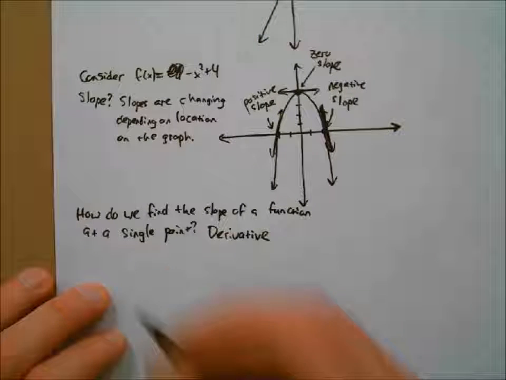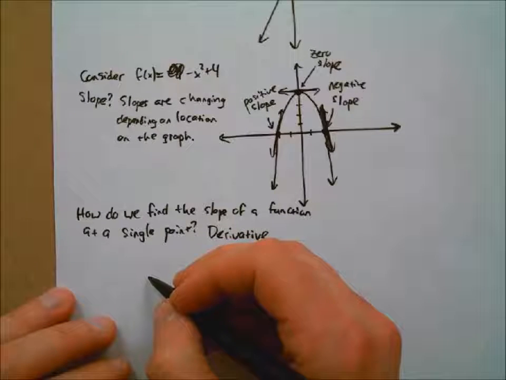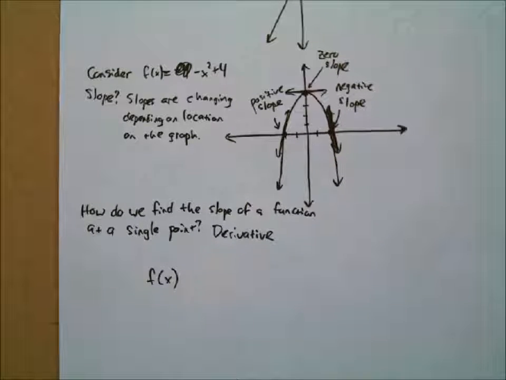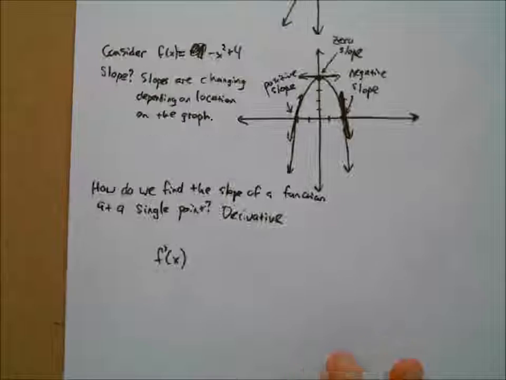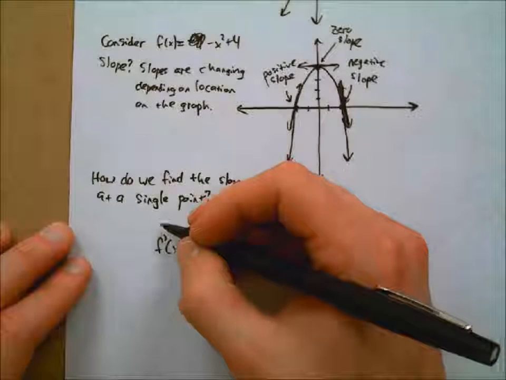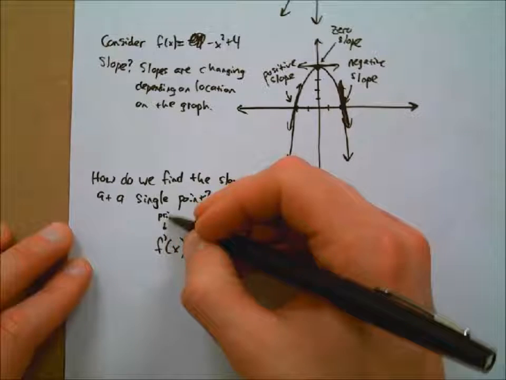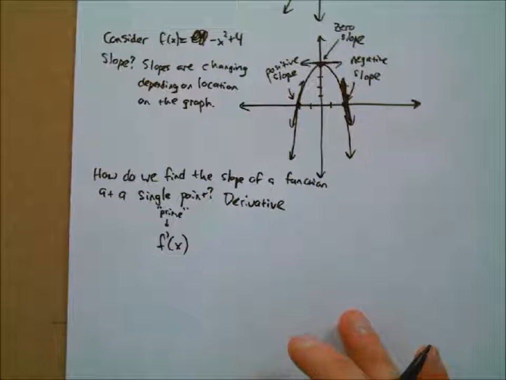First of all, to denote the derivative, to show that we're talking about the derivative, we take f of x, but we want to talk about the derivative of f of x, so we put an apostrophe right there between the f and the parenthesis. You read that as f prime of x. The prime stands for the first derivative.